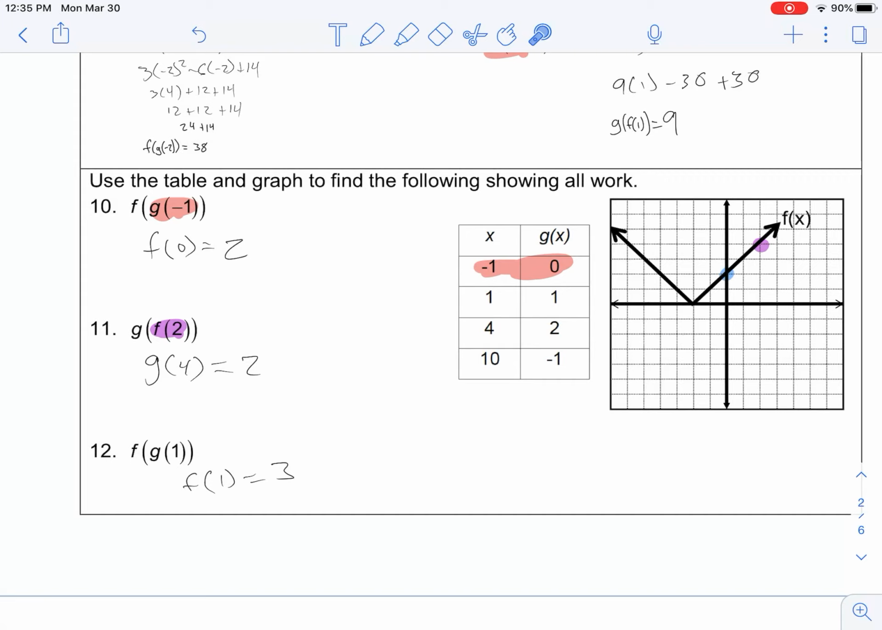And then finally, g of 1. So I'm going to my graph here for g, or my chart. G of 1 is 1. So I'm replacing that here. G of 1 is actually 1. So that means f of 1. And if I go to my chart here, f of 1, so I'm going to go 1 on the x, which means 1, 2, 3 on my y. So f of 1 is 3.